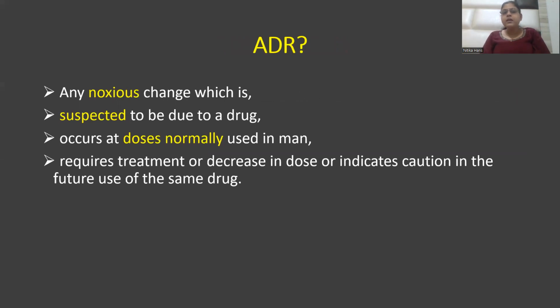So an ADR is a noxious change which is suspected to be due to a drug, and occurs at doses normally used in man. Normally used means therapeutic doses, which are normal doses given to the patient, and side effects come. And the required treatment or decrease in dose indicates caution in the future use of the same drug. It means that if the side effect is very harmful, unintended and noxious, it requires treatment, or we can decrease the dose of the drug, or in the future we have to avoid that drug because of that adverse reaction.